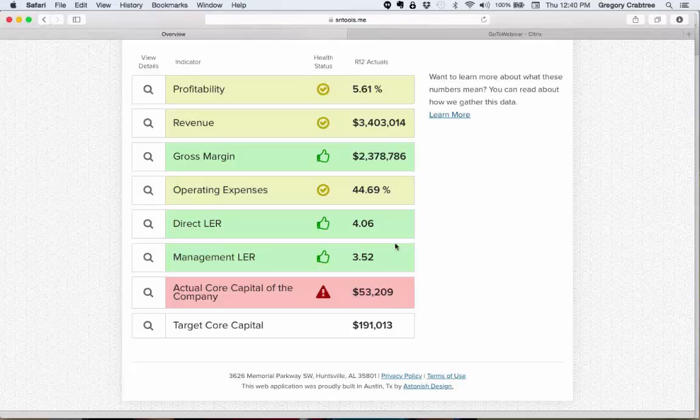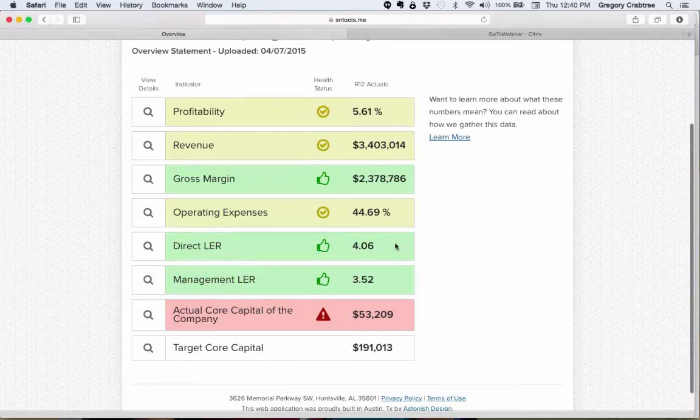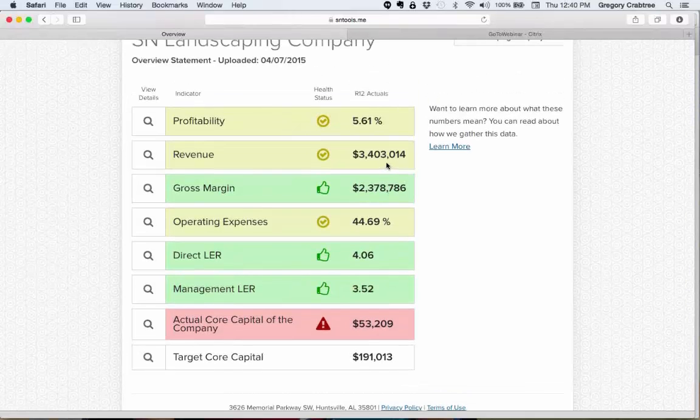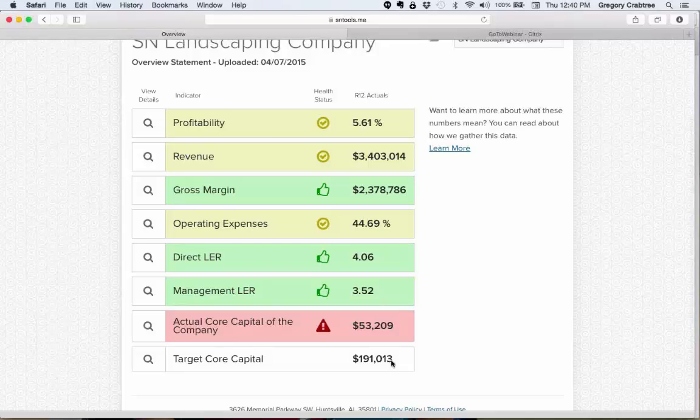In this business's case, if you're at 5% profit on $3 million, you're looking at $180,000 and roughly a 40% tax rate. If this company didn't take any distributions out of the business, they would likely reach their core capital target within less than a 12-month period. So that's the thing you're really trying to look at.